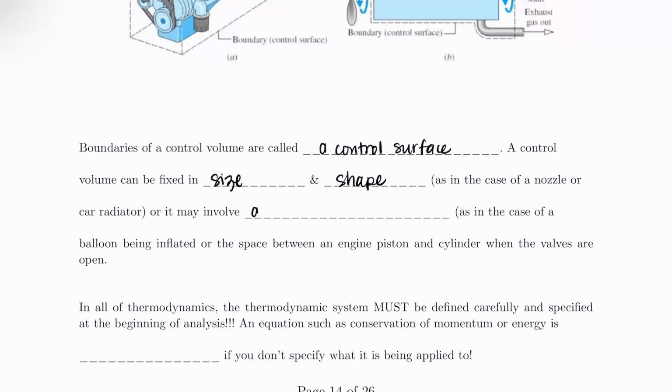Or you could have a moving boundary. That might be something like a balloon being inflated, or the space between an engine piston and the cylinder. So you have a volume that's moving. Typically you'll decide between a fixed or a moving control surface depending on the problem that you're evaluating. So this is all about strategy. You can always do either one, but the math gets more complicated if you choose wrong, right?